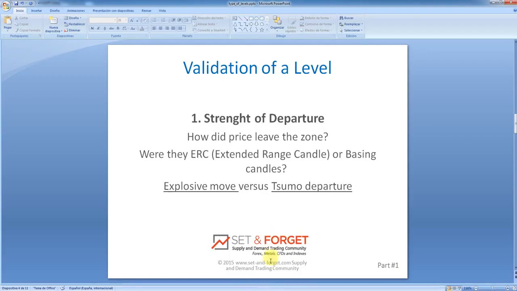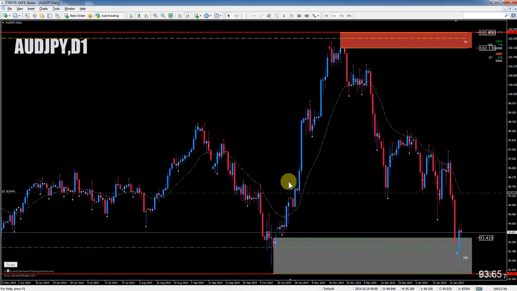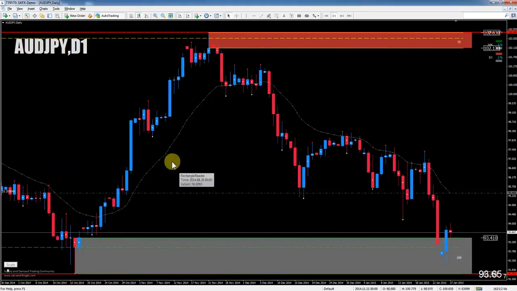Very, very important. So, sumo departure. What is sumo departure? Sumo departure is a very, very slow move, a lot of trade in the zone, or a stair-step type of level. Like, let's say, look at this one. As you can see, rally, base, rally. Look at these candles over there. Let me zoom in a little bit.